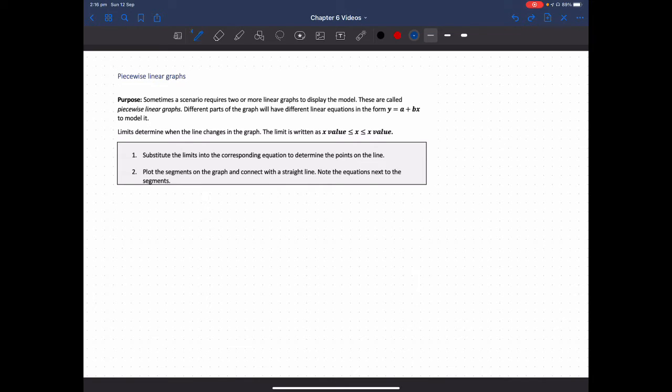We're going to be looking at piecewise linear graphs. This is where we have one graph made up of smaller, different lines. Each of those lines, though, will be of the form y equals a plus bx because they are linear. Now we're going to have a look at an example about how to do these graphs.